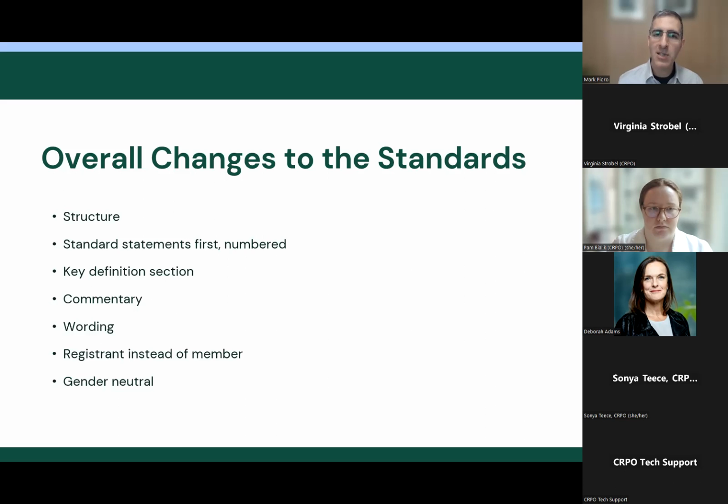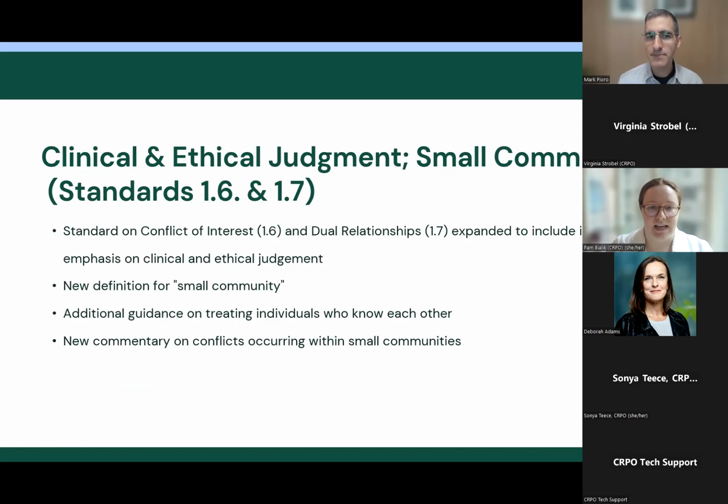Overall wording changes include referring to registrants instead of members. This is the preferred term in keeping with the college's public protection mandate and contrasts with professional associations that serve their members. We have also switched to gender-neutral language. Now we can set out 10 highlights where the 2024 standards have been changed from previous versions.